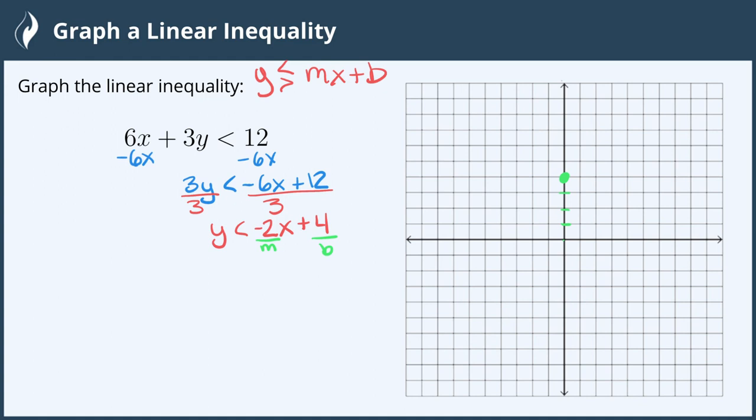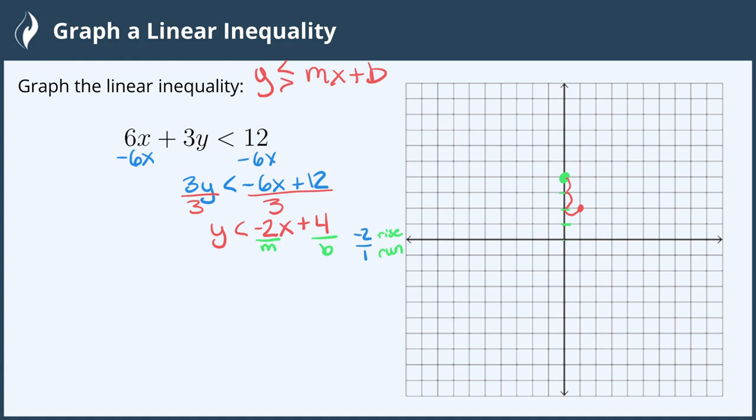Slope is rise over run, so let's make that into a fraction. Negative 2 can be written as a fraction by putting it over a 1, which gives us rise over run. So from our positive 4, we will rise negative 2. That means we need to move down 2. But the 1 is positive, so we'll go 1 to the right.